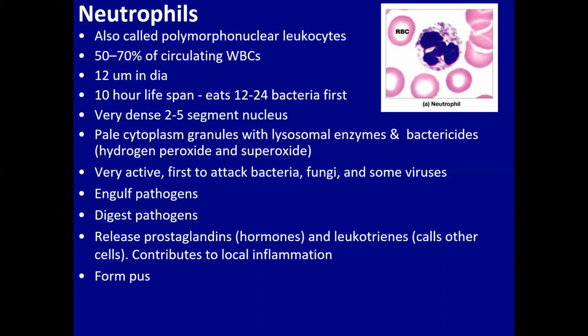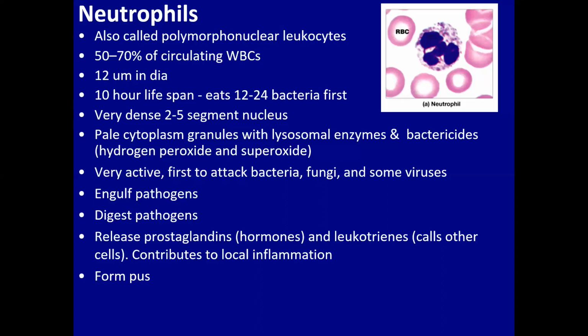sections. They have granules that you can see within the cell itself that are lysosomal enzymes. So these enzymes are going to lyse other cells, and bactericides. And bactericides have the job of just killing. They have a chemical on the inside that will kill bacteria. Whether it's hydrogen peroxide or a superoxide, it's a bactericide. They're the first ones on the scene. They're the first ones to attack bacteria, fungi, some viruses.